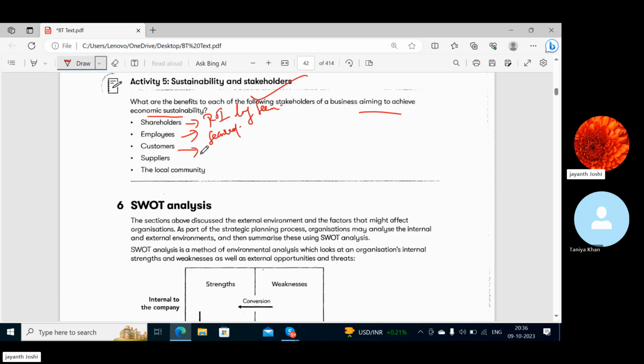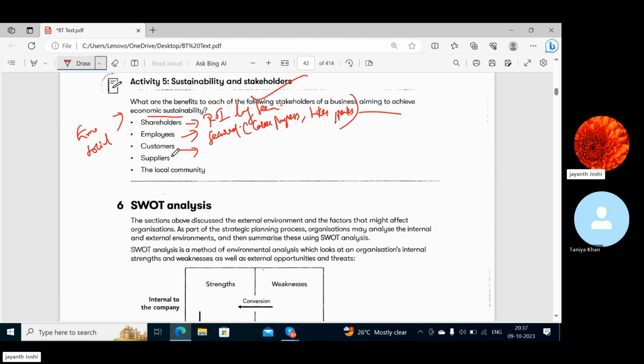Customers would always be loyal to companies which are into clean and green products, environment friendly products. And that is related to the environmental and social, but we are speaking about economic sustainability. So here career progression and hike, salary hikes, perks.